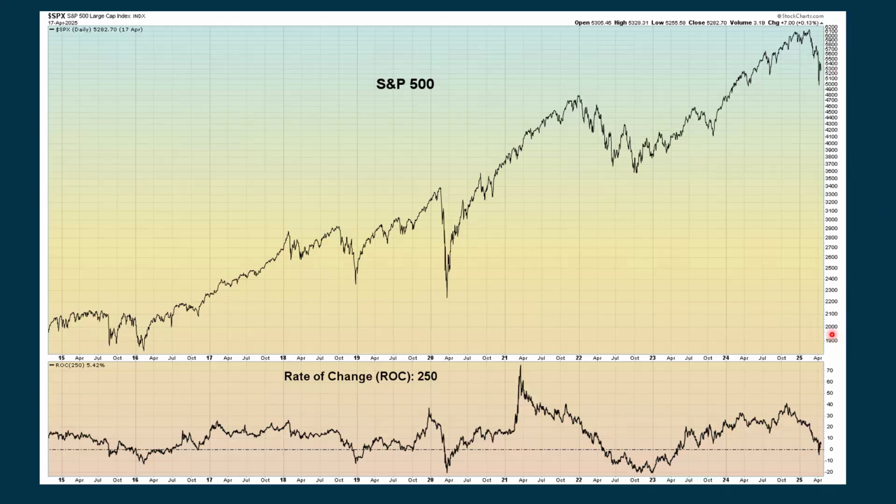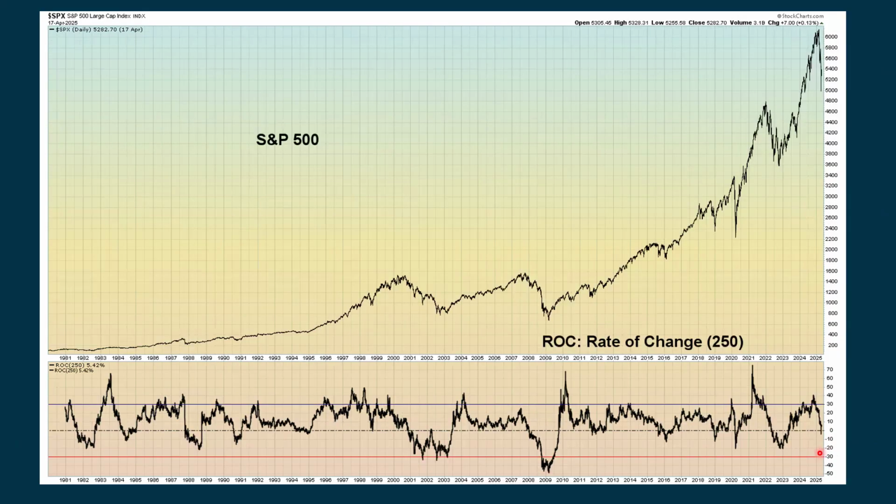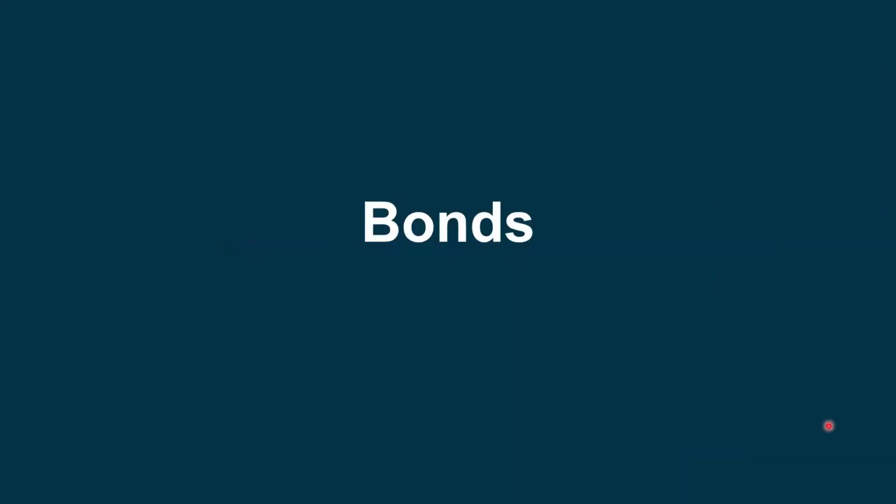Then some long-term rate of change charts actually showing a little bit of an improvement here. This is 250 periods, and we came down to this zero line. We were turning more negative longer term, and we're actually coming back up just a little bit. This goes all the way back to 1980, where we fell below the zero line, and now we're coming back above it. So we're seeing a little bit of an improvement longer term, but we're going to have to see a lot more than just this chart going back up.